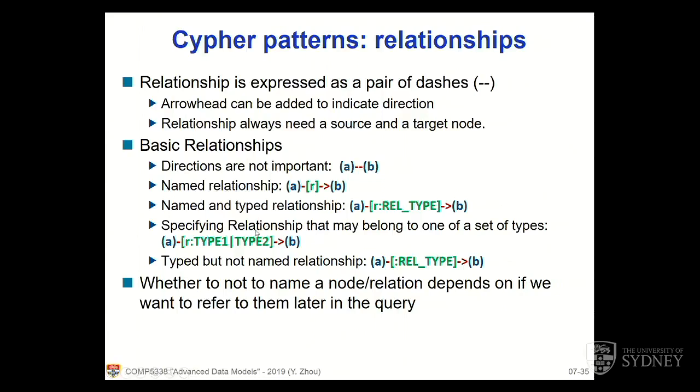And sometimes we want to specify a relationship that may belong to one of a set of types. So it could be either type 1 or type 2, we don't care, any of these. You use a pipe character to indicate this. So this basically says a relationship between A and B, from A to B, and it could be type 1 or type 2.